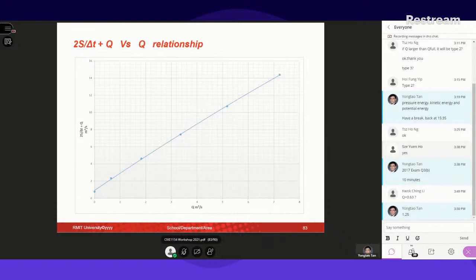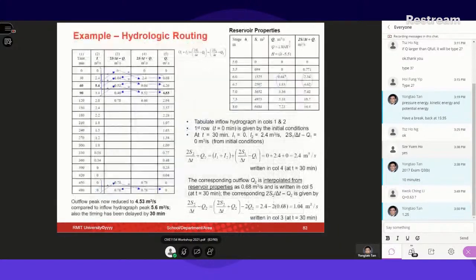The relation between these two is normally not linear, it's a non-linear relation. So normally we use graph paper to draw the relation between these two. Now the steps: in the first step, we tabulate the inflow hydrograph in columns 1 and 2.